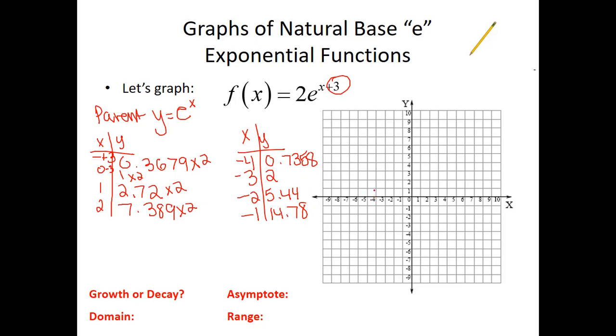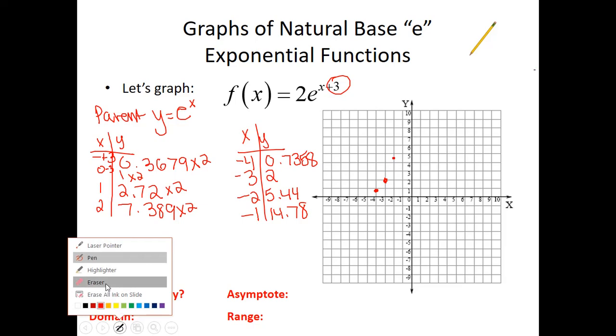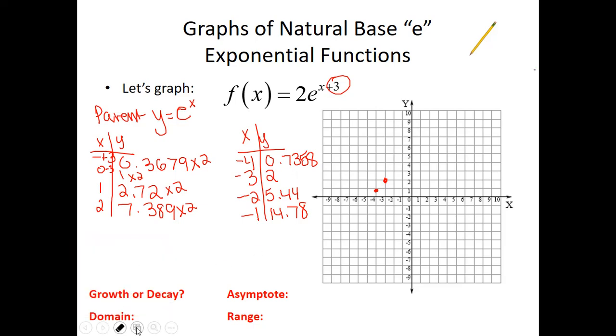Now what I can do is graph those dots. -4, decimals, -3, 2, -2, 5.44. Oh, that's not it. Silly Marsh. That's not where that graph would go. 5.44. There we go. And then -1, 14, right up there. So it would be something like that.